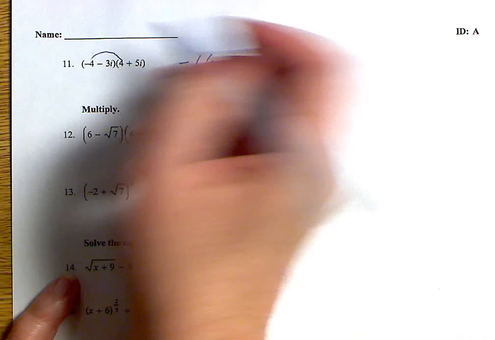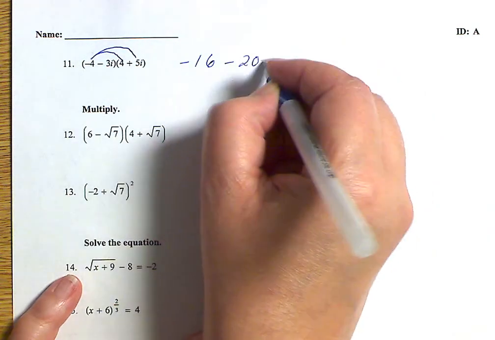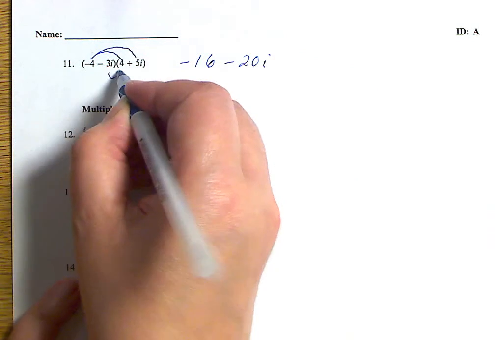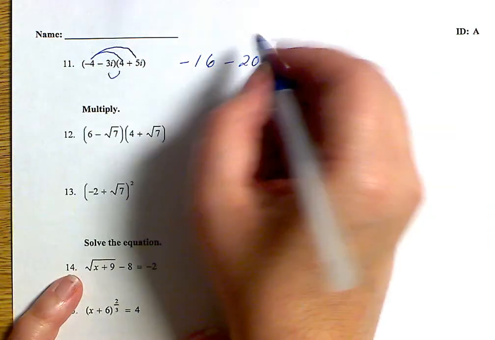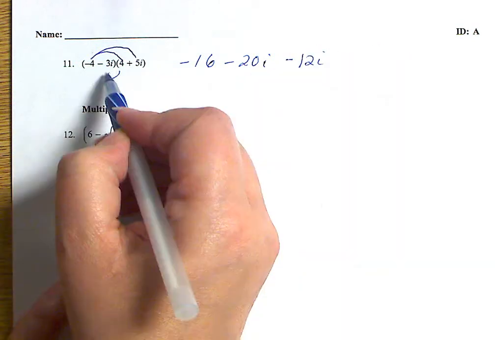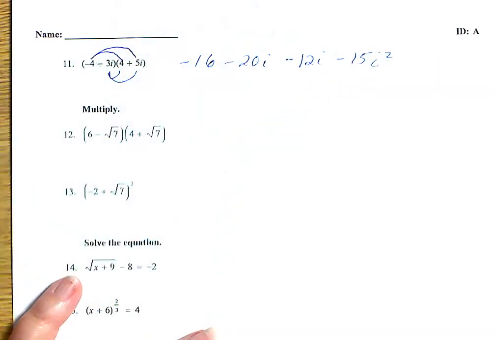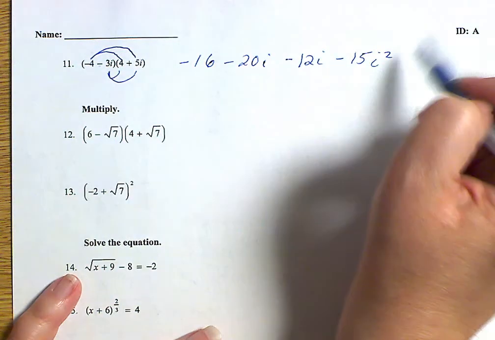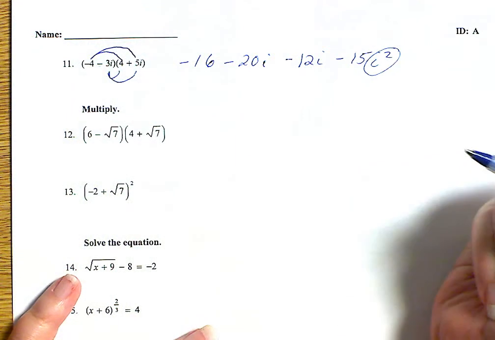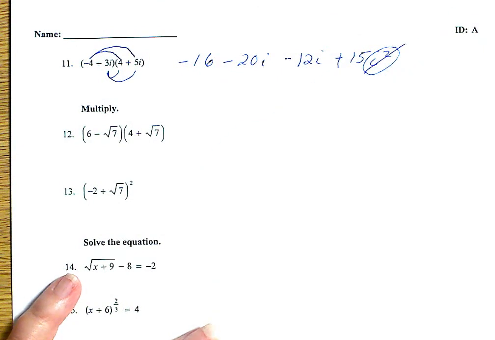Then we have a negative 4 times 5i, which gives me a negative 20i. Inner, negative 3 times 4 is negative 12i. And last is negative 15i squared. We need to say what i squared is. i squared is negative 1. So what I do is I cross that out and I change the sign, because that's basically what that does. And then you combine like terms.